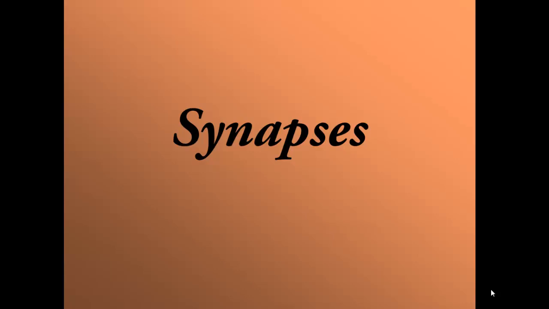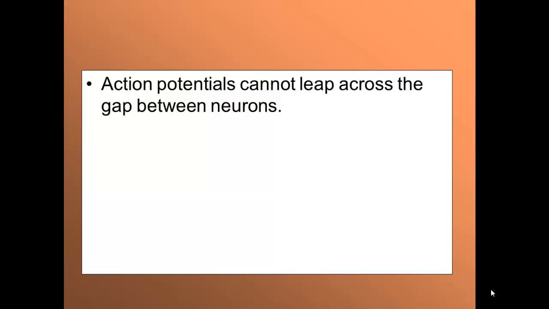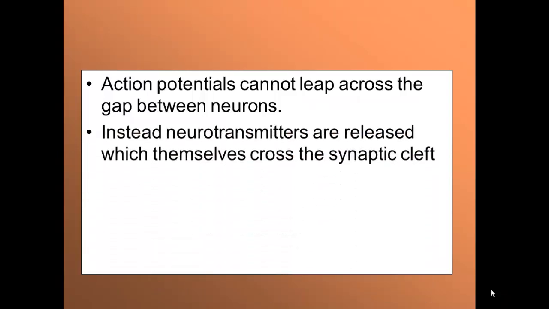and stuff like that. Our problem is that action potentials can't jump across the gap between neurons. Neurons don't touch each other, so how will these action potentials be transmitted? Well, instead what happens is that neurotransmitters are released and they themselves cross the synaptic cleft.